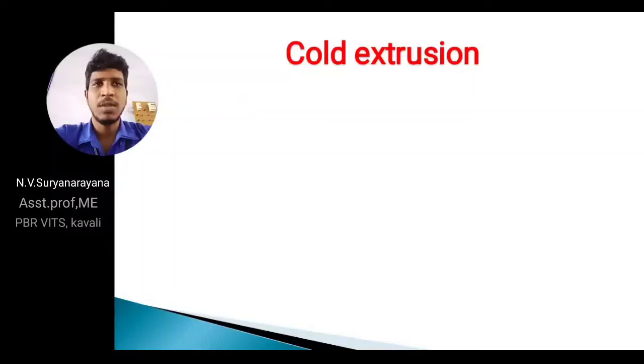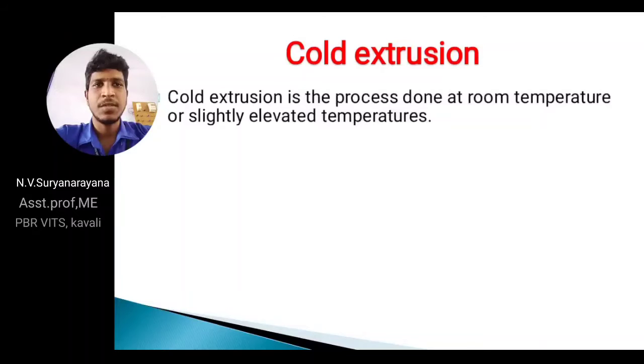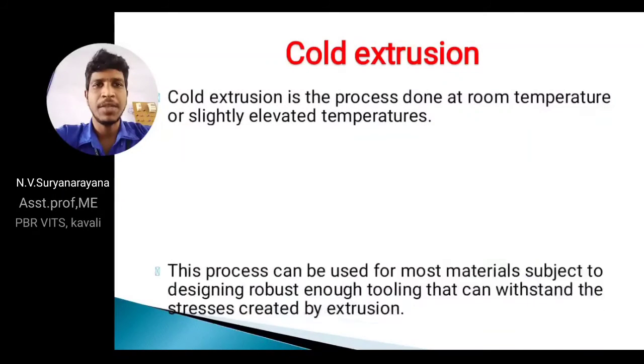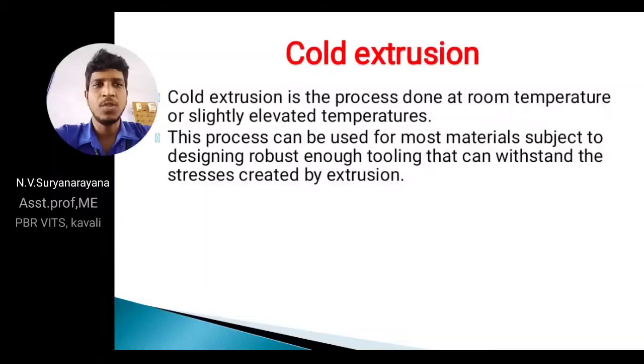Next, coming to cold extrusion. I already told you that extrusion has different types, cold extrusion and hot extrusion. First of all, I am discussing cold extrusion. Cold extrusion is the process done at room temperature or slightly elevated temperatures. The process can be used for most materials, subject to designing tooling robust enough to withstand the stresses created by extrusion. We already know that in hot working and cold working, above the recrystallization temperature is hot and below the recrystallization temperature is cold.